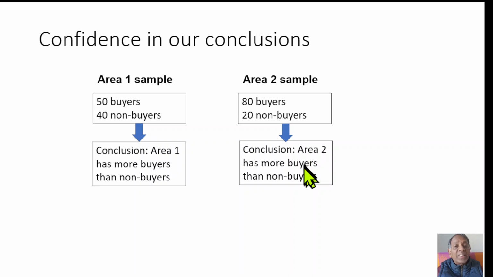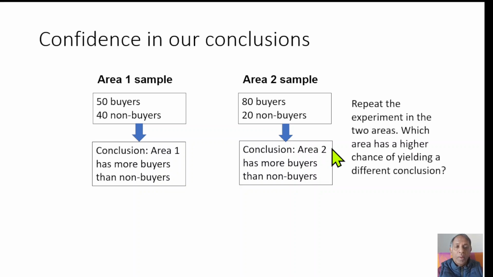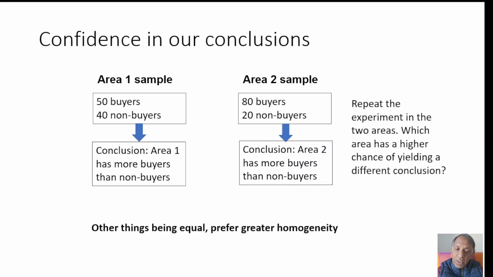Okay? So in that sense, this area 2 is much more homogeneous in terms of being highly skewed towards buyers, whereas area 1 is kind of mixed, almost equal buyers and non-buyers. Okay, so we would feel very confident in saying area 2 really, I expect, has more buyers than non-buyers. We can make the same statement about area 1, but we can't be as confident as we are in area 2. Okay, so again, other things being equal, prefer greater homogeneity.